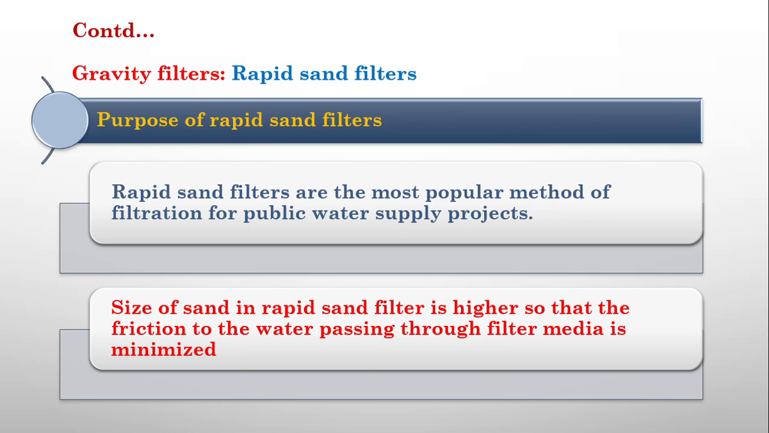Here the size of the sand particle used will be higher than that of slow sand filter, because in this rapid sand filter the flow of water will be rapid. So when the flow of water is rapid and smaller particles are used, there will be some friction between the particles. Water cannot move easily through very small particles. So the particle size will be slightly larger than that of slow sand filters.